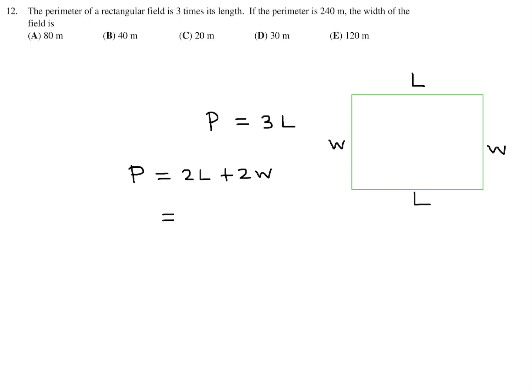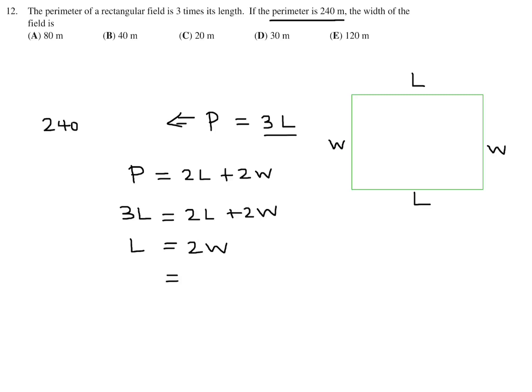But we are told that the perimeter is 3L, so 3L goes here. We've got 2L plus 2W. Bring the 2L to one side, and that just leaves L as 2W. Now the perimeter they told you was 240. So if the perimeter is 240, that means 240 is equal to 3L. L is equal to 240 divided by 3, which is 80.